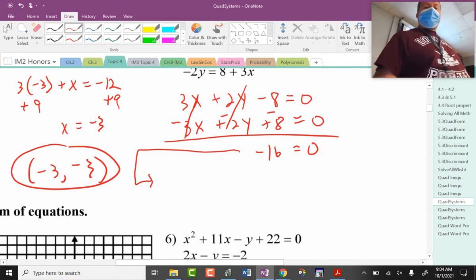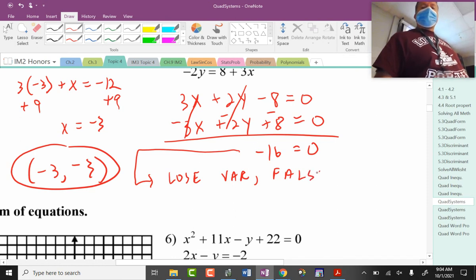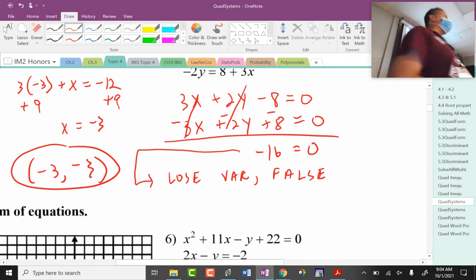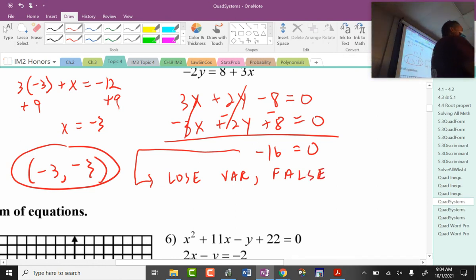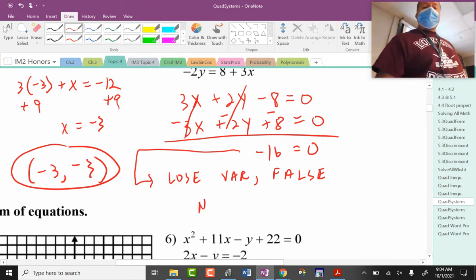But be careful on the next thing I show you. Anytime you lose your variables, and what's left over is false, what does that mean for the solution to this system? 3, 2, 1, go. No solution. That is a general rule for any equation solving. So you'd say that that equation is not solvable.